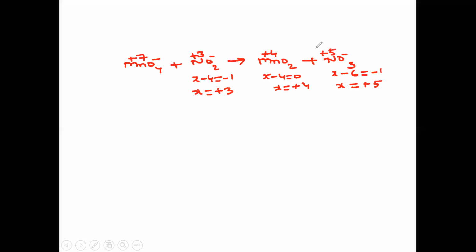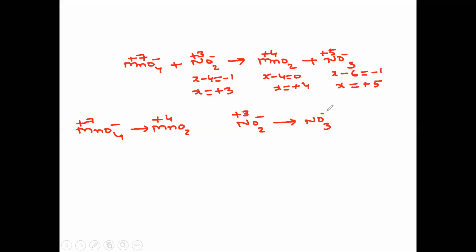So the first step is over, that is writing the oxidation states of all the elements in the skeletal equation. Next, the second step is what? Identify the elements which are undergoing decrease in oxidation number and increase in oxidation number. So here we can say the manganate ion MnO4 minus, plus 7, changes to plus 4, MnO2. And the second one is what? The element nitrogen, NO2 minus, from plus 3 state changes to NO3 minus.